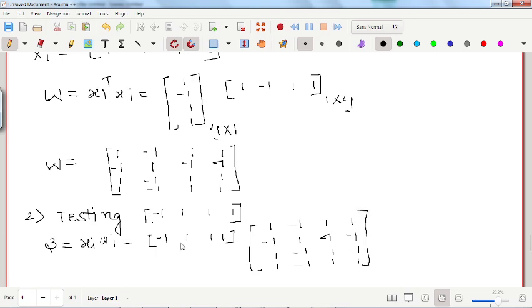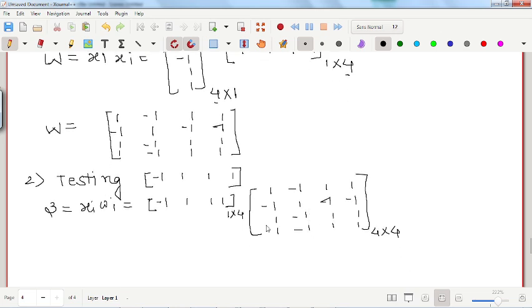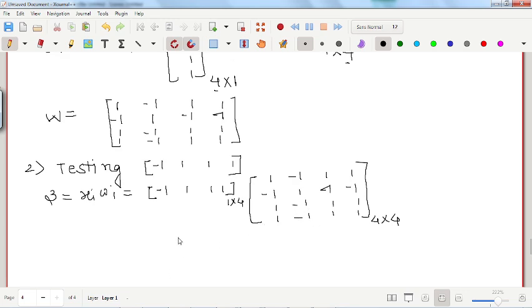Okay? See what is the size of this? Total 1 row is there and 4 columns. And here 4 columns into 4 rows. Okay, so let us take the product. What will be the final size? 1 into 4. This will be the size. So total 1 row will be there and 4 columns will be there.